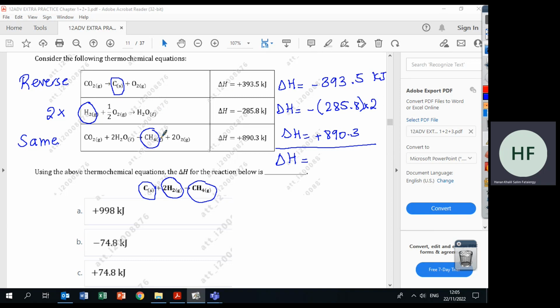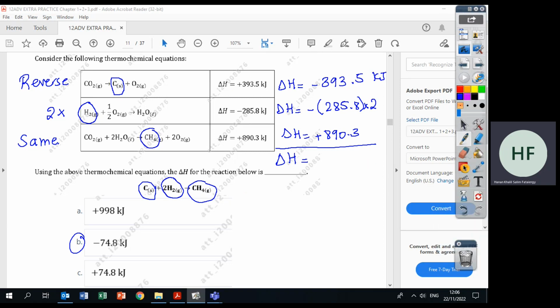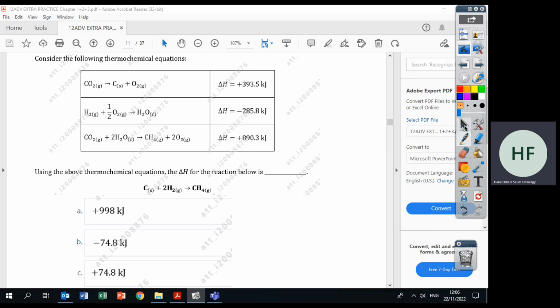Okay, so let's find the final answer. The final answer will be, okay, the answer will be 74.8 minus 74.8. So the answer will be B. Okay, now I want from you to do the next questions for a few minutes.